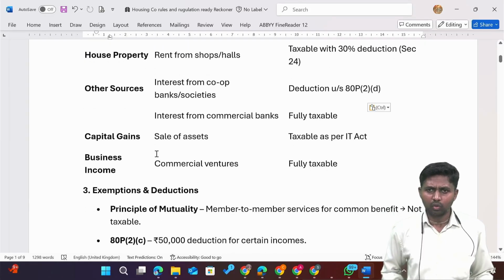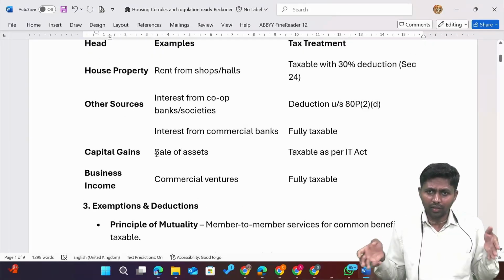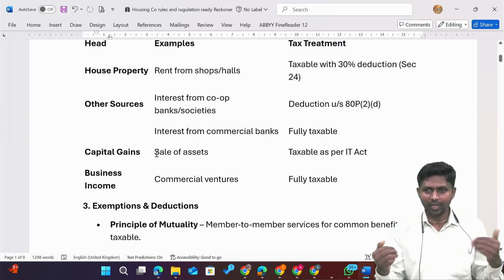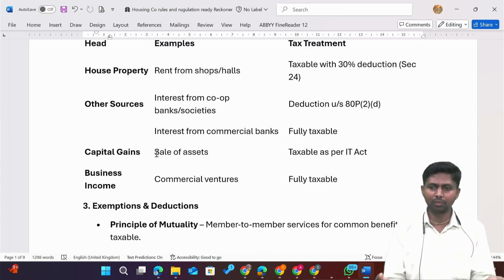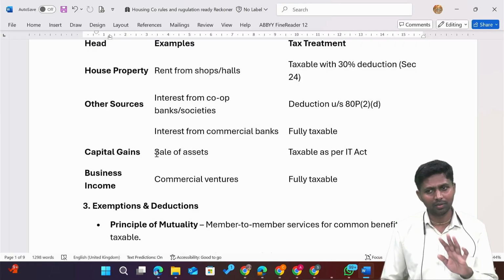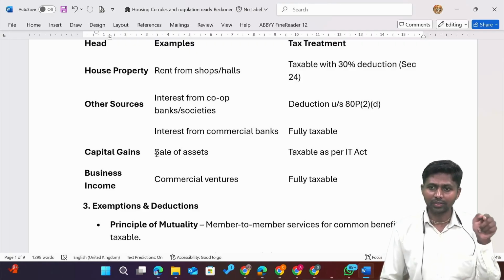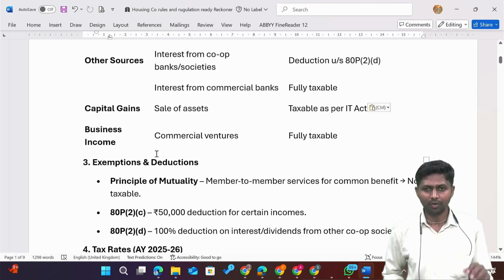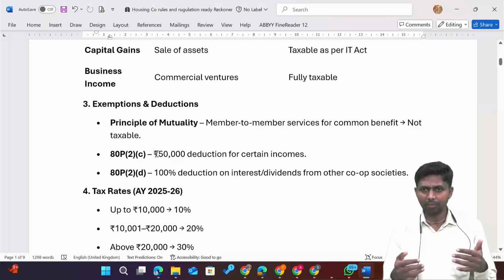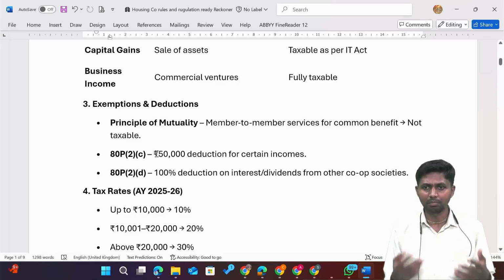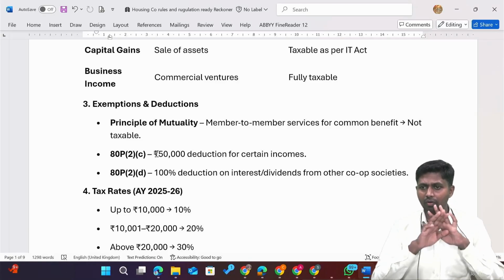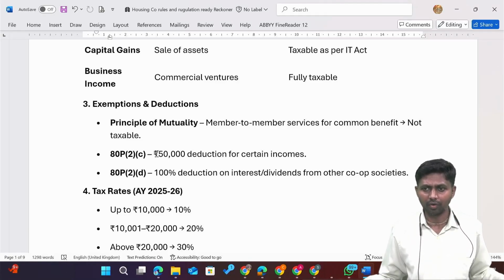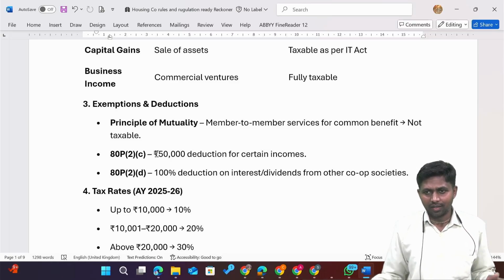Now, do I have to pay tax on all receipts? No. If you get something from the members for the benefit of the members, is income tax payable on that? No, not at all. Why? Because in that you will find the principle of mutuality. Collecting money from the members for the benefit of the members means member to member services for the common benefit. On that, no income tax. That means most of the income is not taxable.